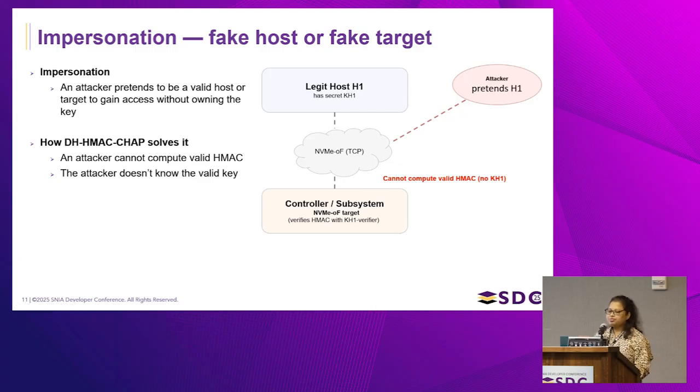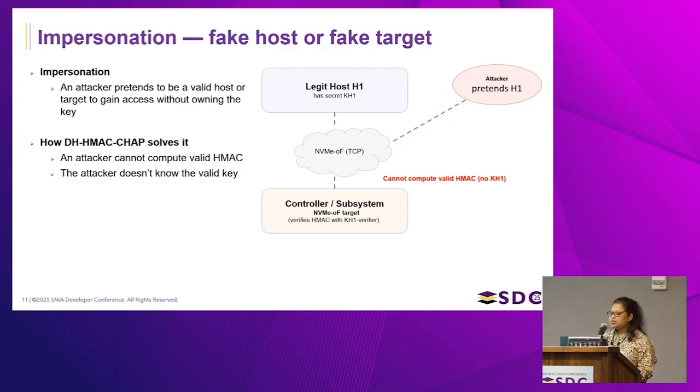So on top of the picture, we have a legitimate host that holds its key KH1. At the bottom, we have a controller which verifies responses using the valid key. Onto the right side, we have an attacker trying to pretend that it is H1 and talk to the controller as if it is a legitimate host H1. So how does DH-HMAC protect against it?